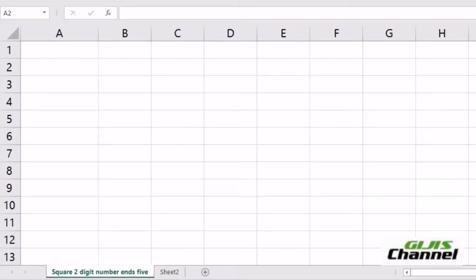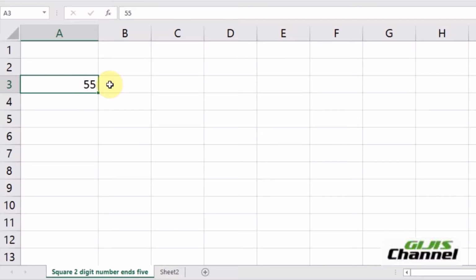Let's see how to square a two-digit number that ends in 5. Okay, let's see how to square a two-digit number, 55. How to square it? Here, there are two digits in the number. On the right side is 5, and on the left side is 5.